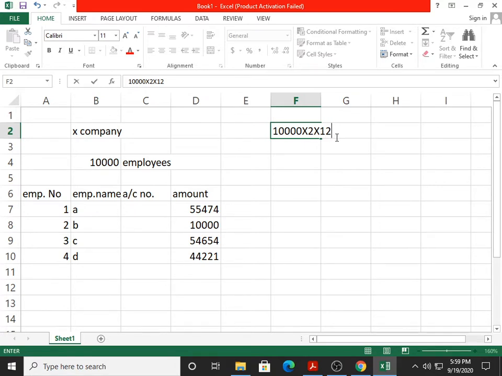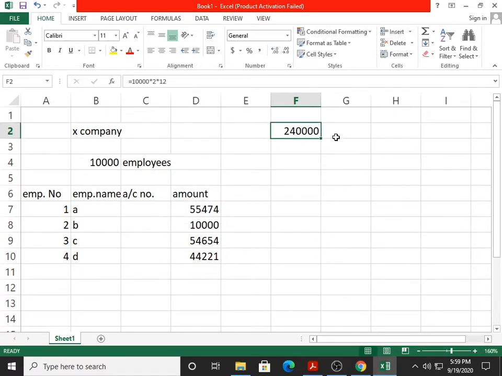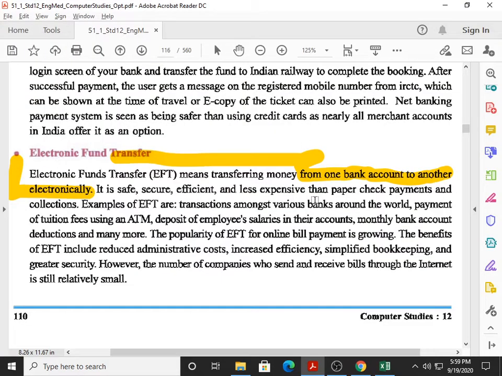So if you compare, then you see what the answer comes. Okay, it is 2,40,000. Imagine. And EFT means this system does not go for this amount. It is always lesser compared to the paper check. So they say it is less expensive than paper check payment and collection.